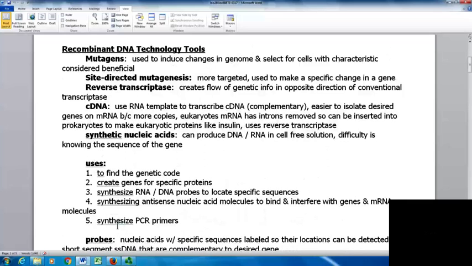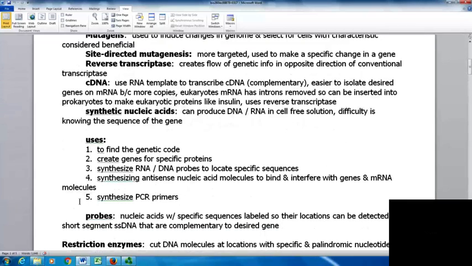So some uses for this, we use it to find the genetic code of organisms to create genes for specific proteins. We use it to synthesize RNA and DNA probes that we will use to locate specific sequences, synthesizing antisense nucleic acid molecules. We already know these can bind and interfere with genes in the mRNA molecules to act in a regulatory function, and then to synthesize PCR primers.